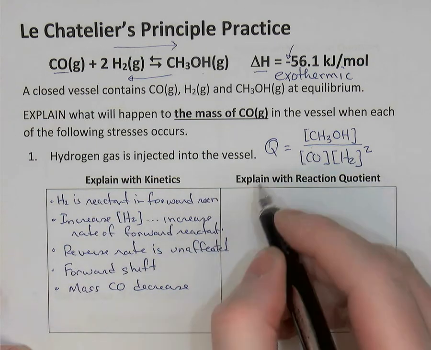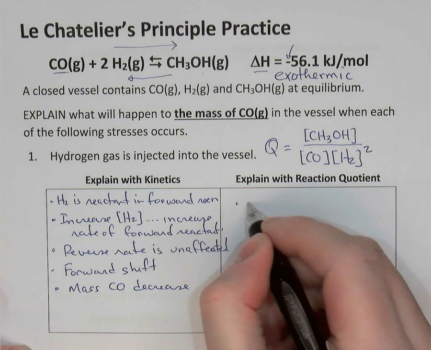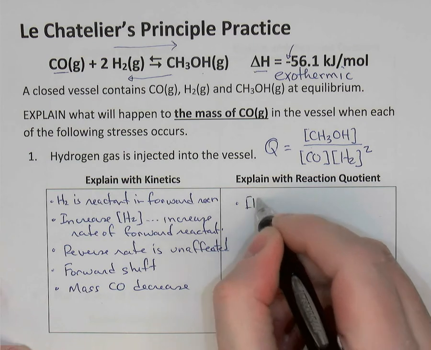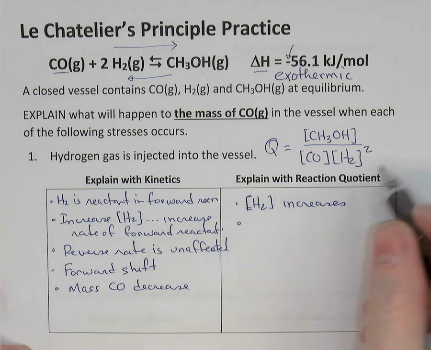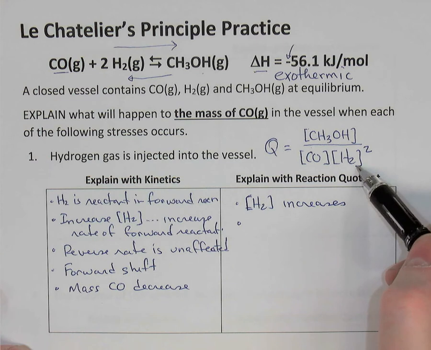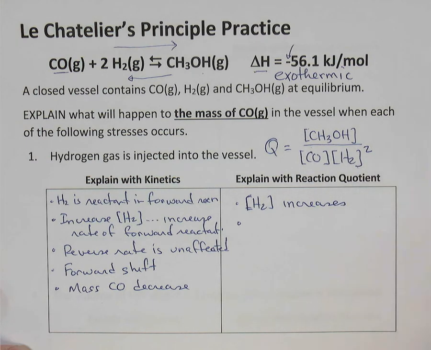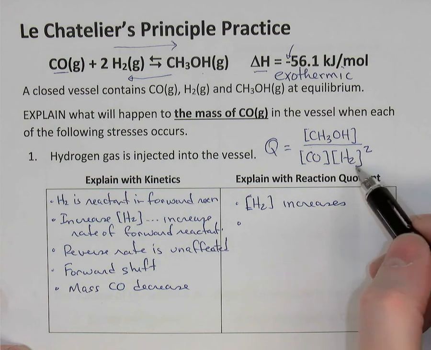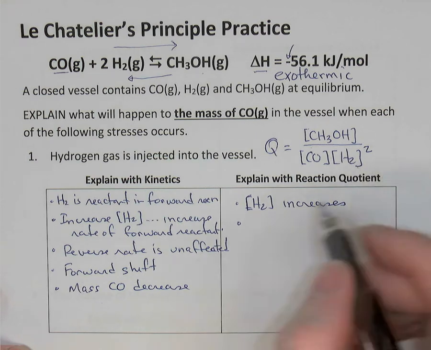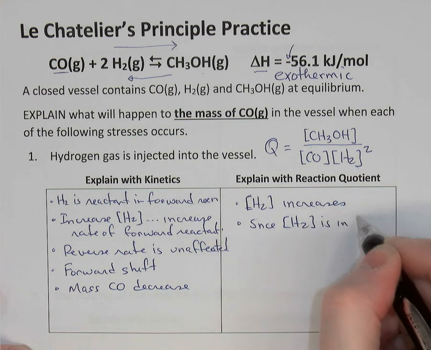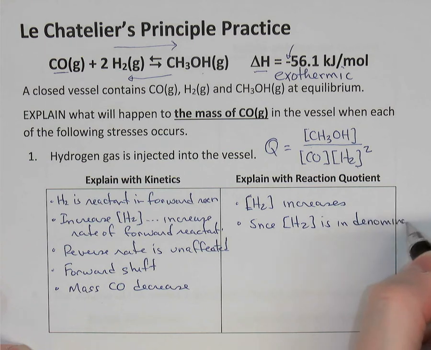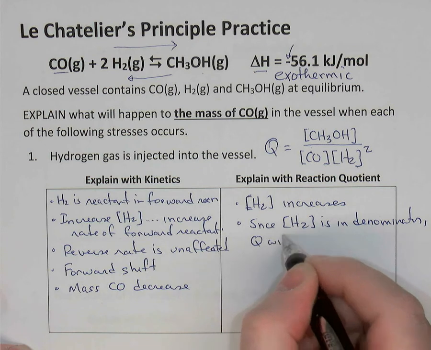So now, we're adding hydrogen to the vessel. So let me just indicate that here as my first statement. So concentration of hydrogen increases. Now looking at Q, we see that hydrogen is in the denominator of Q, and we're thinking of this now just as a fraction. If you were to increase the concentration of hydrogen, you're increasing the denominator of your fraction. When you have a larger denominator in a fraction, the fraction gets smaller. So since hydrogen is in the denominator, Q will decrease.